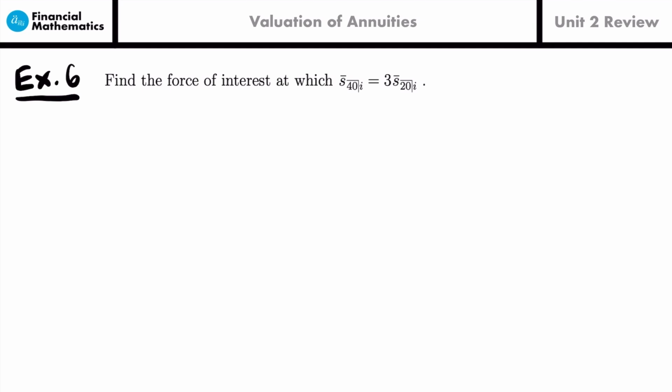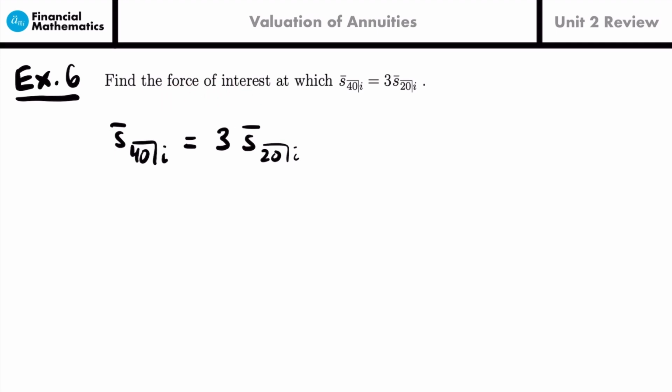And it can be a little bit tricky to figure out where to start with this type of problem, right? We're not given a lot of information to go off of. We just know we want to find the force of interest at which this equation is true. And so since this equation has been given, that's what we should work with, right? That's really our only option. So I'm going to write it down here. We have S bar 40 bracket I is equal to 3 times S bar 20 bracket I. Now, the only thing I can really think to do at this point is to simply write out what the formulas look like for these notations. And maybe that will help us get closer to finding this force of interest that we need to find.